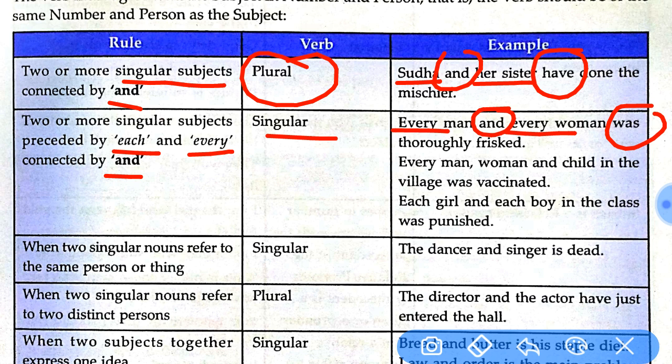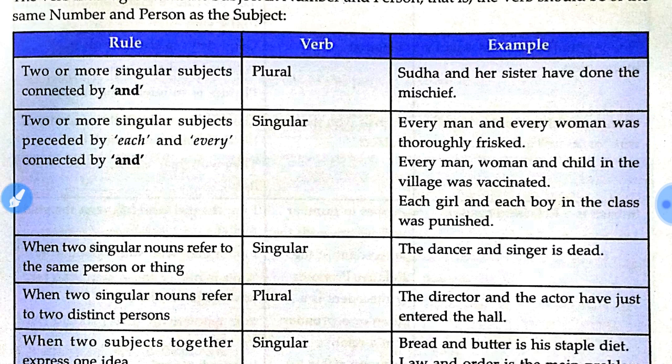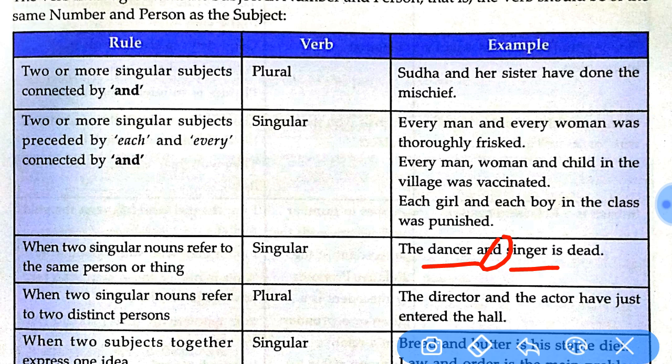The next one: when two singular nouns refer to the same person or thing. If and is used to join two singular nouns referring to the same person, again we have a singular verb. For example, the dancer and singer is dead. Here and is used with the dancer and singer, but we have a singular verb because dancer and singer is the same person.